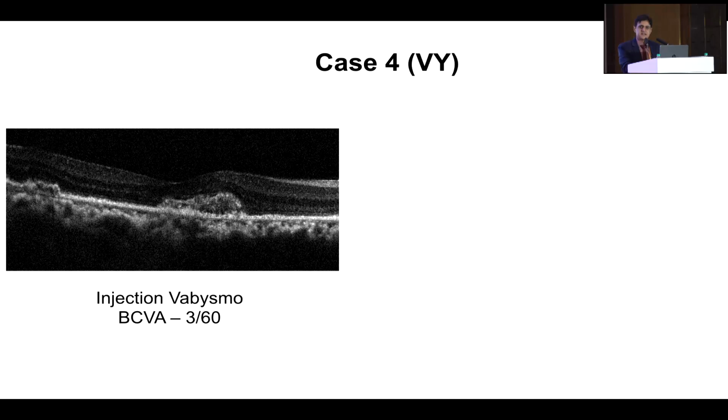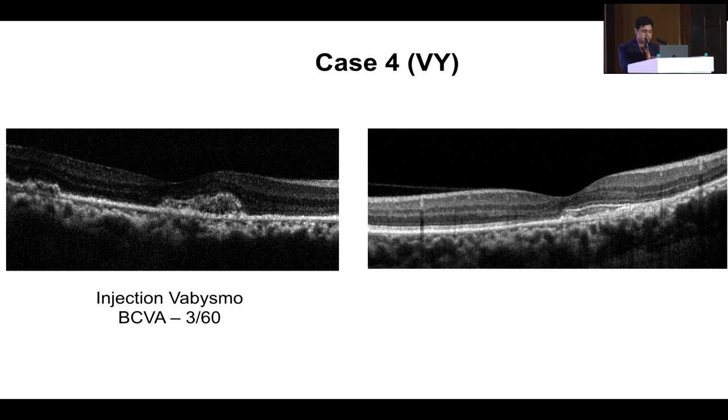So this is another case. This is a chronic case. So he's a one-eyed patient. There was some scarring, some retinal fluid. So I offered him Vabysmo. The patient was very keen for treatment, although such cases do not improve. But there was some intraretinal fluid there, some retinal thickening.